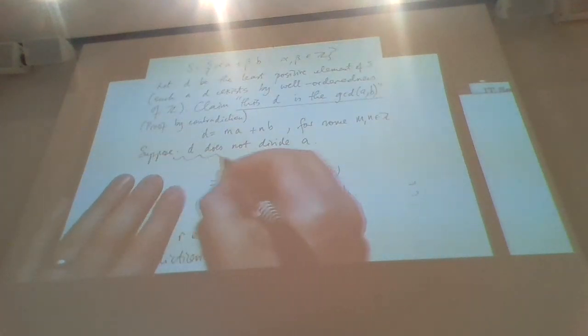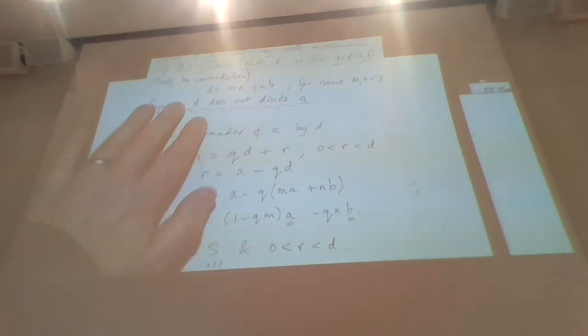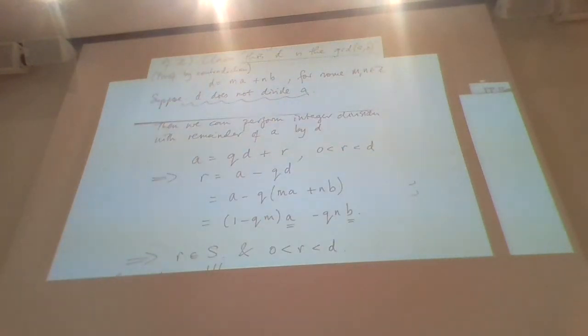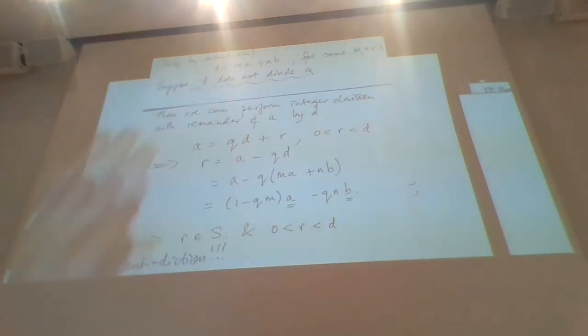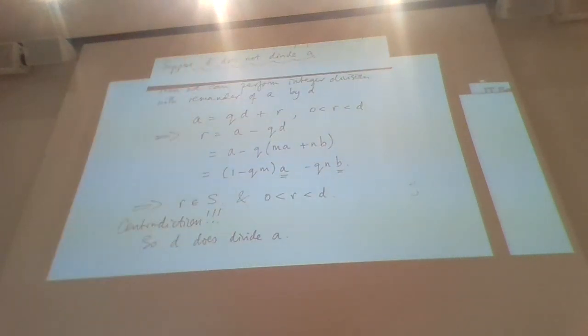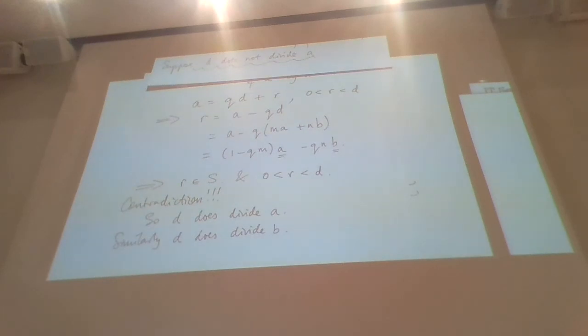The mistake we made was this: suppose D does not divide A. That's what allowed us to form this contradictory R. Okay? So D does divide A. It can't not divide A because that leads to a contradiction. So D does divide A. Similarly, D does divide B. You can run exactly that same argument, little proof by contradiction, that if we suppose that D did not divide B, then we would get another contradiction.